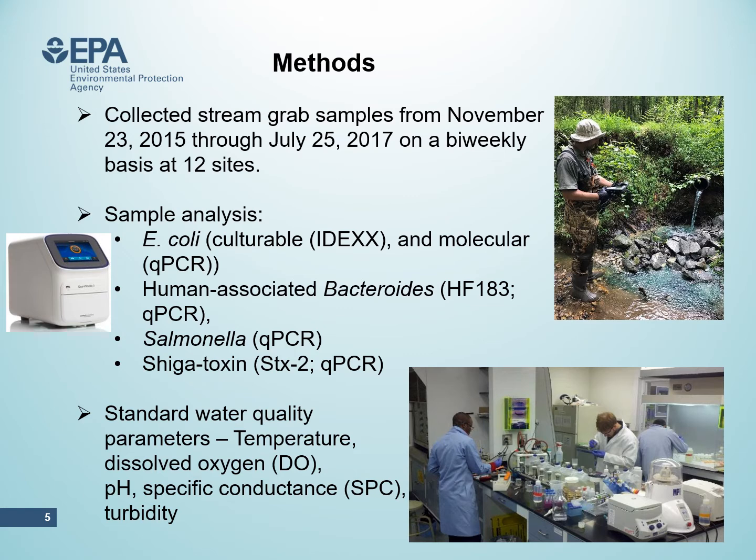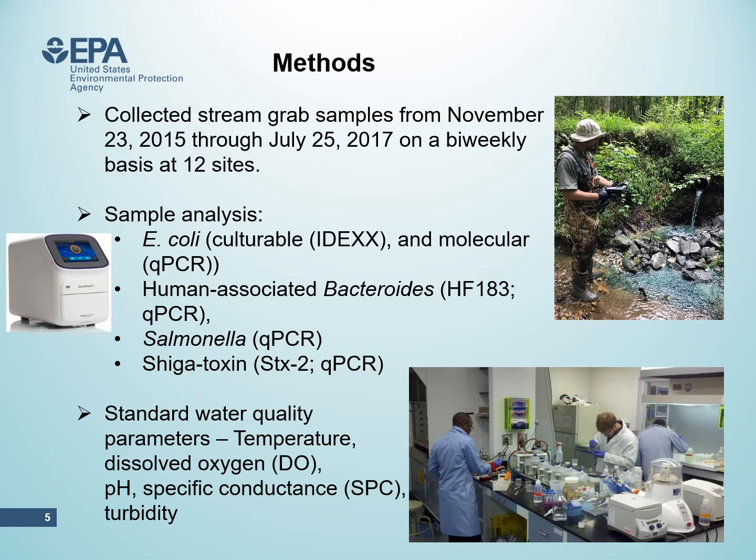The methods included collecting grab samples from November 2015 through July of 2017 on a biweekly basis at 12 sites. We conducted analysis for determining the concentration of E. coli at the culturable level using the defined-substrate method, Colilert-18, and using a molecular qPCR approach. Then we analyzed for the human-associated marker HF183, a Bacteroides marker, and identified the frequency of the presence of Salmonella and Shiga-toxin.